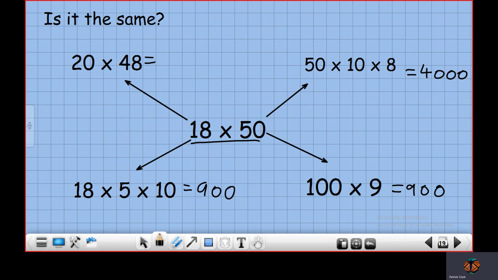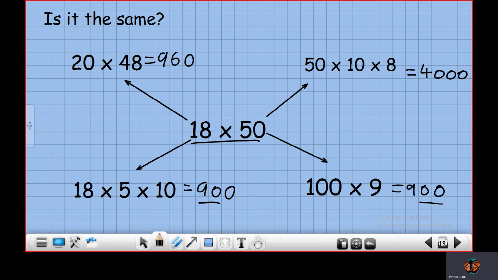And let's do 20 times 48. So 10 times 48 is 480. If I times that by 2, it'll be the same as 20 times 48, won't it? So 480 times 2: 80 times 2 is 160, 400 times 2 is 800. So now I've got 960. So I can see that 2 of these are the same and 2 of them aren't. But which ones match? 18 times 50.